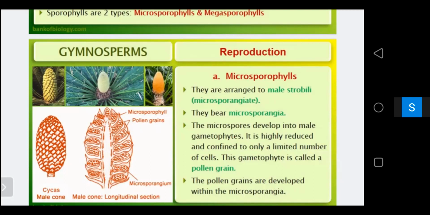They develop into the male gametophyte, which is highly reduced and confined only to a limited number of cells. They are known as pollen grains. The development of pollen grains occurs within the microsporangia.